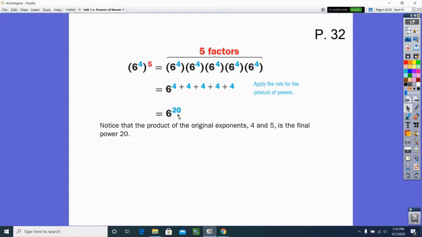And my question is, my goodness, could we have gotten there easier? Do you notice a relationship between 4 and 5 and the number 20? Sure, it's multiplied. Notice that the product of the original exponents, and product again means the answer of a multiplication, the answer of multiplying 4 times 5 is 20. So when you raise a power to another exponent, to a power, you multiply the exponents.